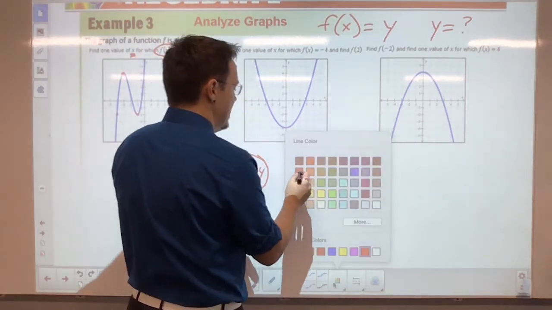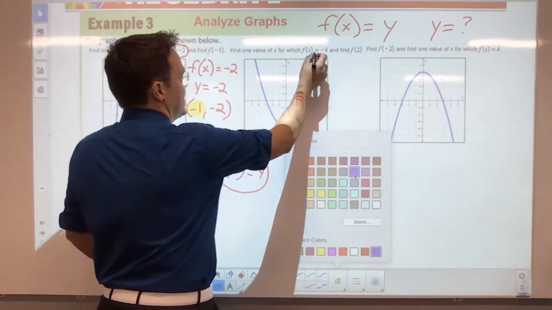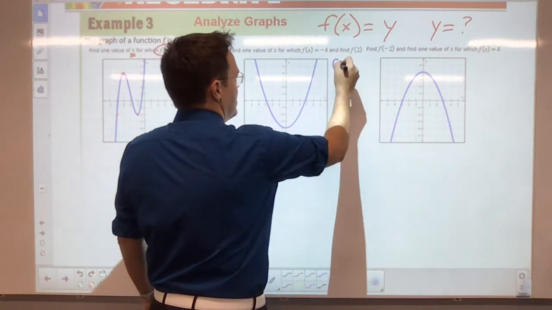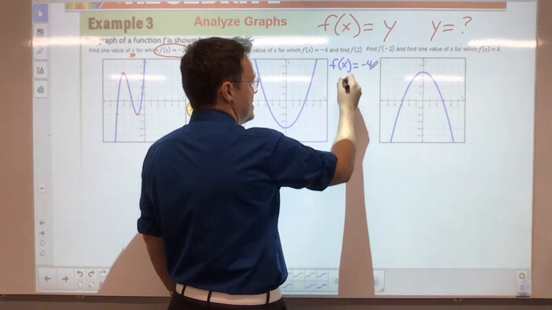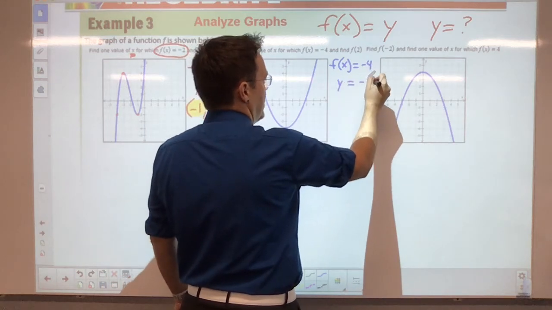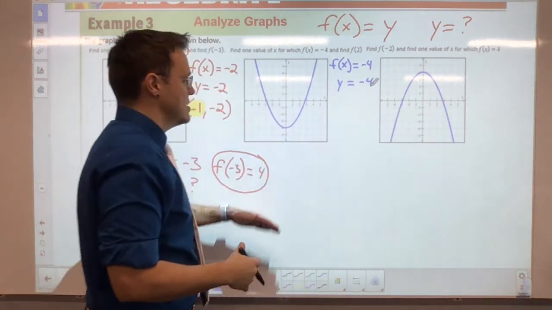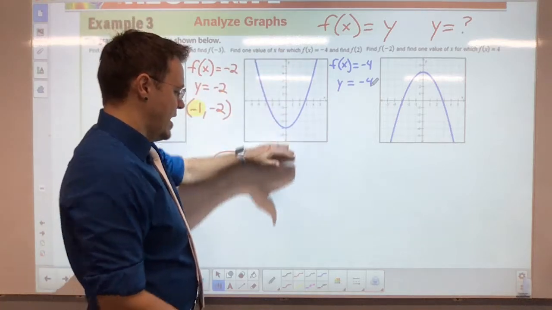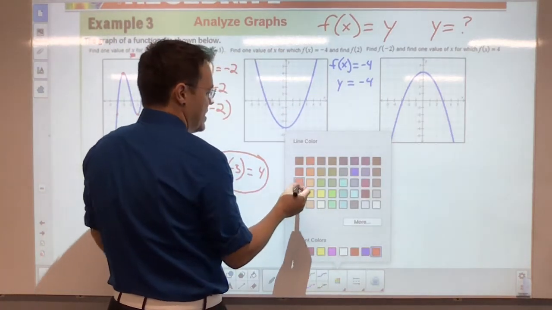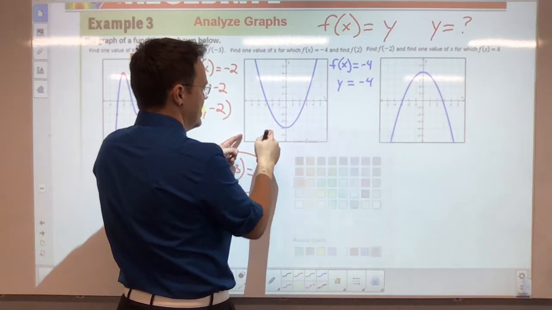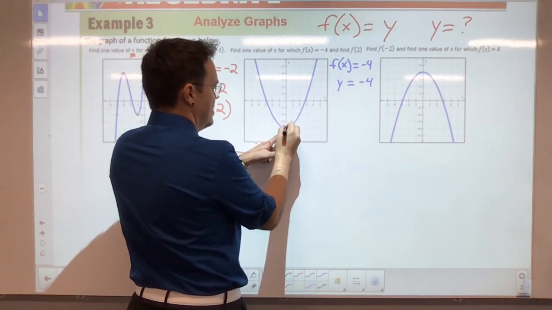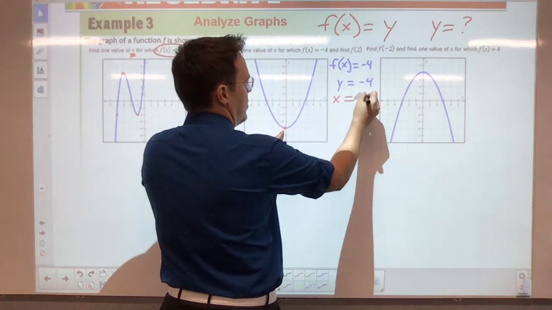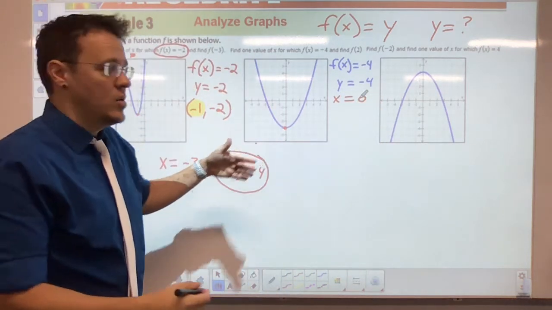Okay, next one. Same thing, f of x. So f of x equals -4, which means that y equals what? -4. So if y equals -4, we're going up and down on this graph. We know that when y is -4, which is only right here, my x value is what? 0.